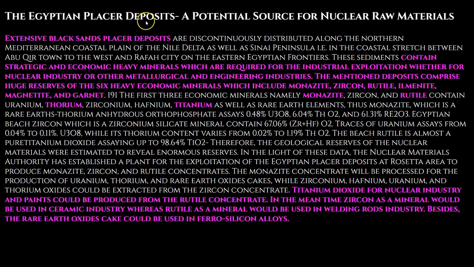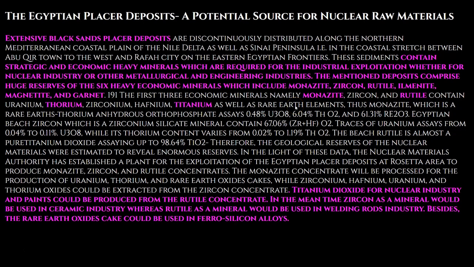So, the Egyptian placer deposits, extensive black sand deposits, contain strategic and economic heavy minerals which are required for industrial exploitation, whether for the nuclear industry or other metallurgical or engineering industries. The mentioned deposits comprise huge reserves of the 6 heavy economic minerals, which include monazite, zircon, rutile, ilmenite, magnetite, and garnet. The first 3 economic minerals, namely monazite, contain uranium, thorium, zirconium, hafnium, and titanium. So there you have it, ladies and gentlemen.